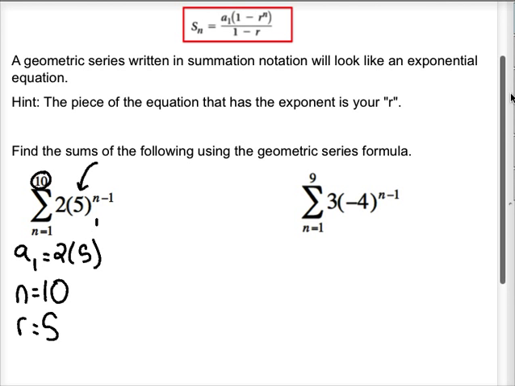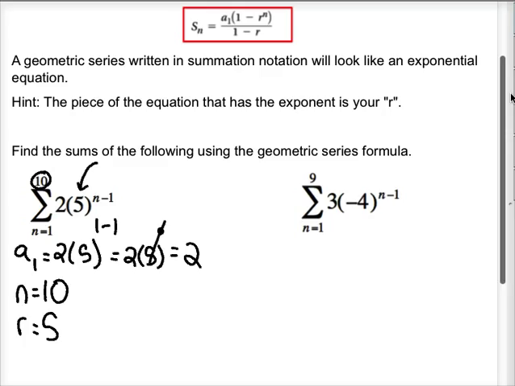The first term, if you remember from when we did this two lessons ago, is when you plug 1 in for n. Well, 1 minus 1 leaves us 0. Well, 5 to the 0 power, anything to the 0 power is 1. So all we're left with is the 2. So there are the calculations to find the pieces that we need.